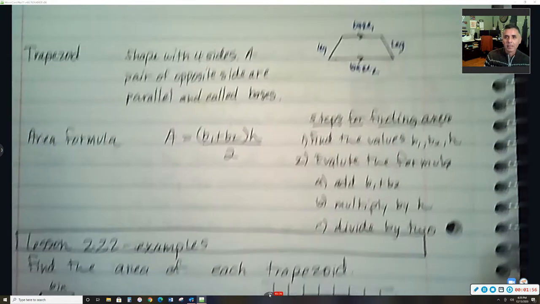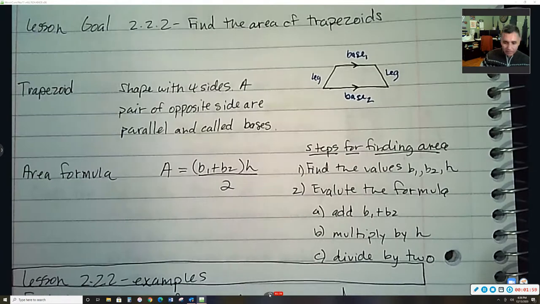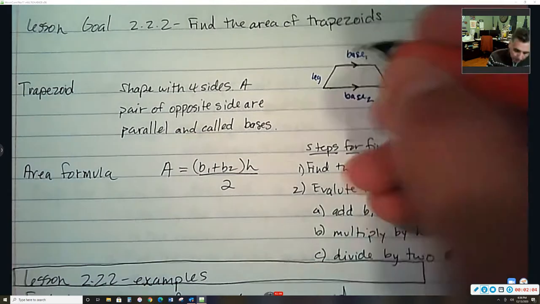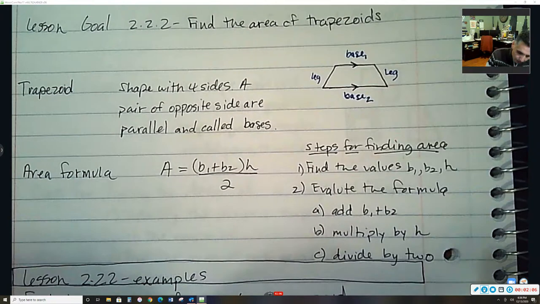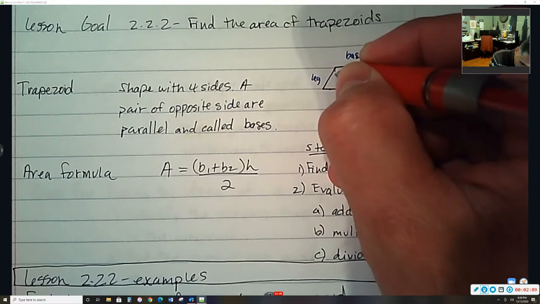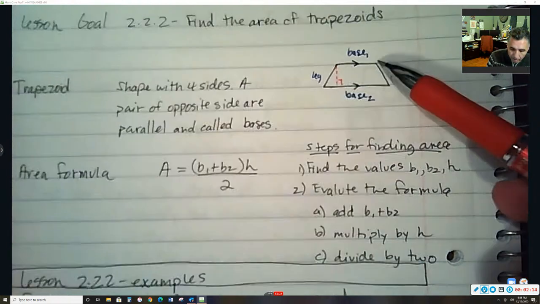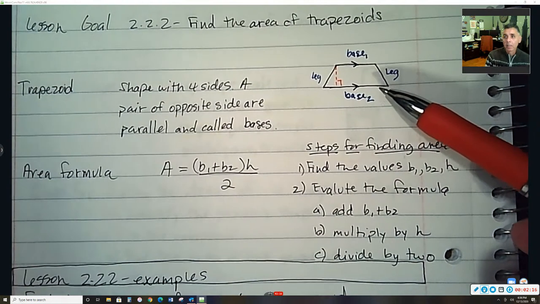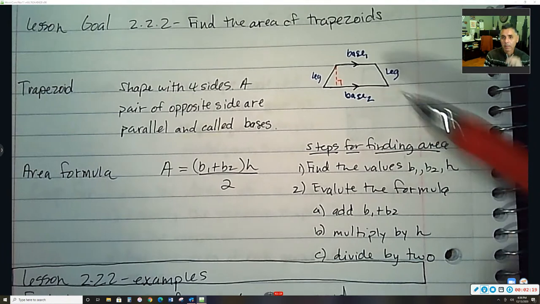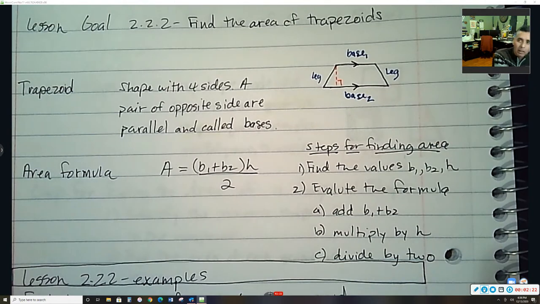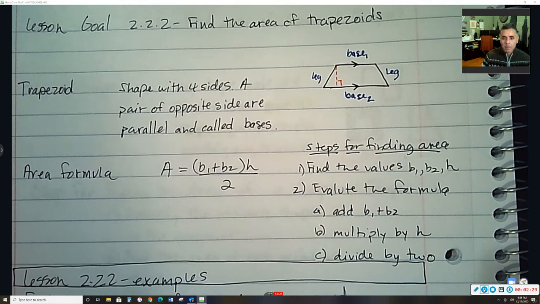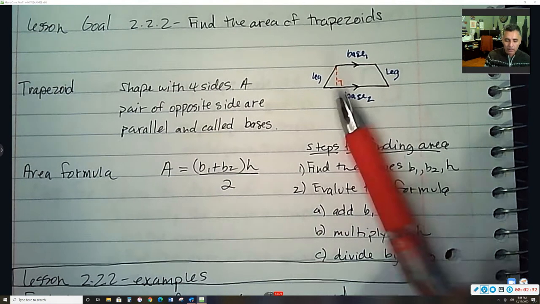Oh, and I didn't tell you in here. Usually the height, where's my red pen? So the height always, remember from before, the height always goes up and down like this. Okay, the height is never one of these slanted sides. It may be a leg, but it won't be slanted. It will be straight up and down. Okay, just like how we've been talking about for parallelograms, triangles, squares and rectangles. So the red line up here is the height.